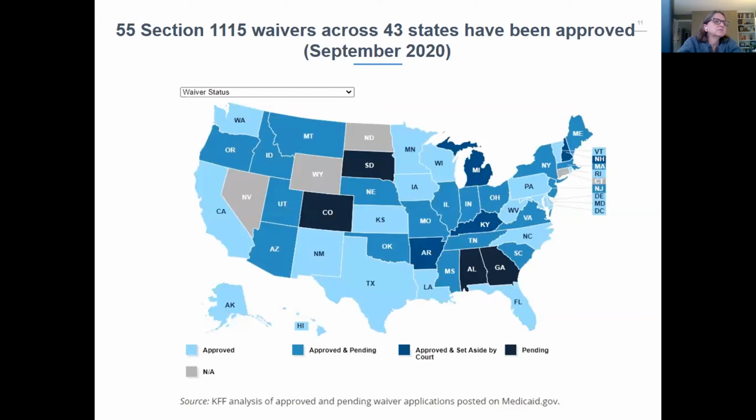And if we look at this, there are waivers. This is September 2020, and you can see the approved waivers. There are states with approved waivers, which are the lightest blue, the approved and pending, which is the medium blue. There are a couple in the dark blue, almost, but not approved and set aside by court, such as Michigan, and there are pending waivers in, for example, South Dakota. And then there are no waivers in 4 states. So you can see, again, the waiver status is interesting, and the question of how the states use waivers is both the specific waivers and perhaps an indication of how creative the state is in managing their programming.